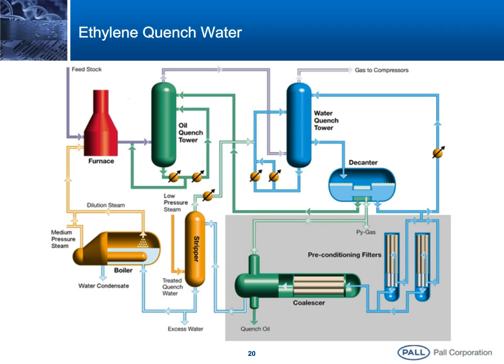From the decanter, most of the water coming off the bottom of the decanter is recycled back into the water quench tower. But a small portion of that water is used for making steam, and that's called quench water. What you see on this drawing is it is being treated with 2 sets of pre-filters followed by the liquid-liquid coalescer. So the pre-filters will remove the coke and the tar, and the coalescer will break the emulsion of gasoline and water. So all the problems downstream will be solved by doing this.